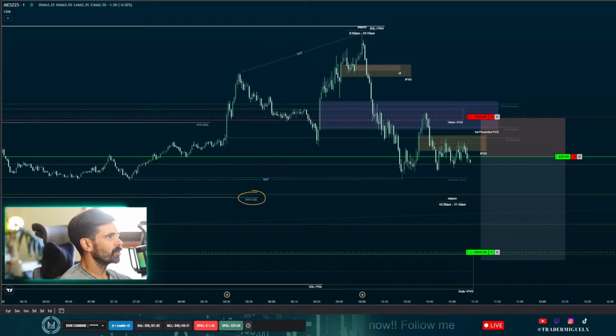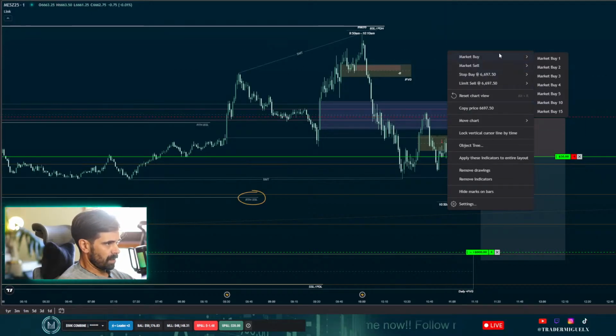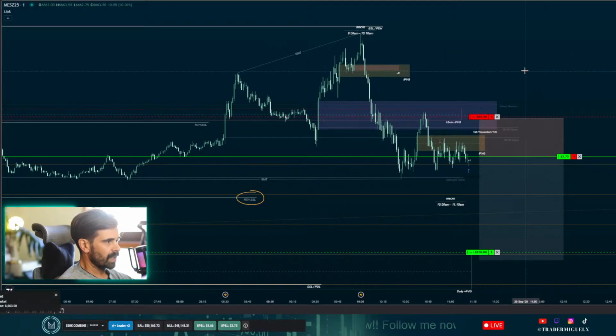Market is not moving at all. And I will probably take the majority out here. I don't like how price is behaving here, honestly.